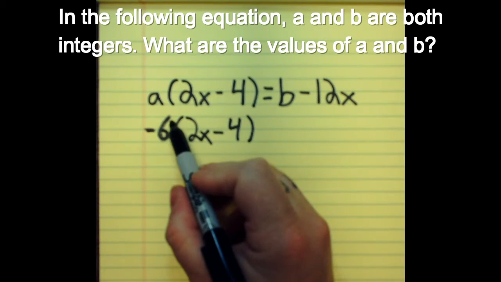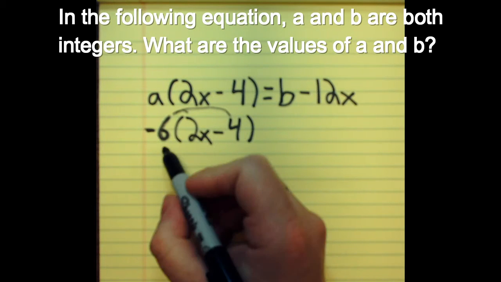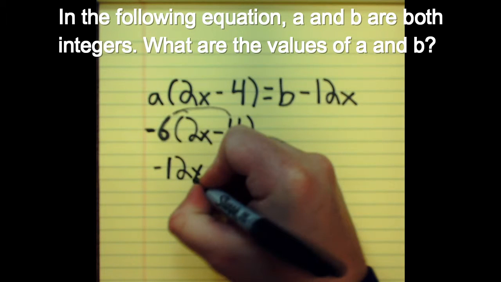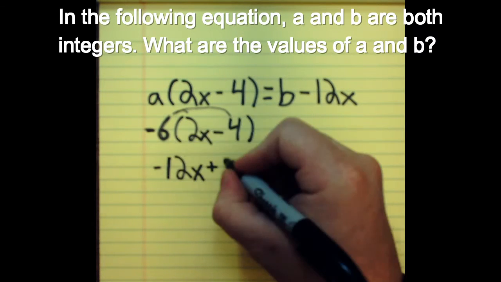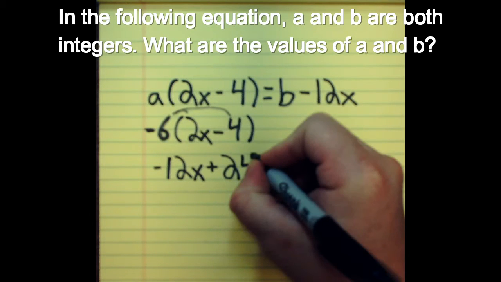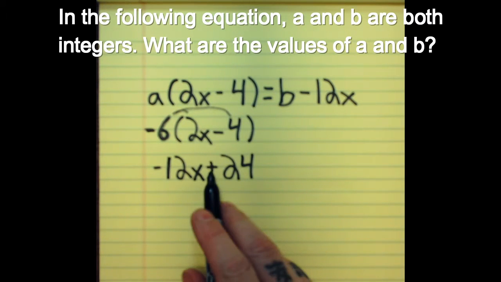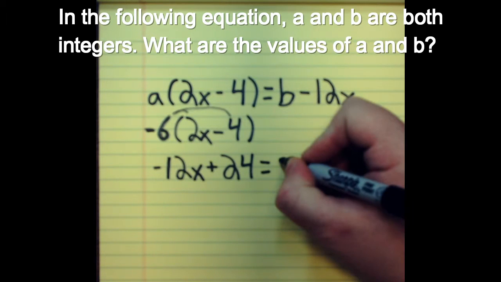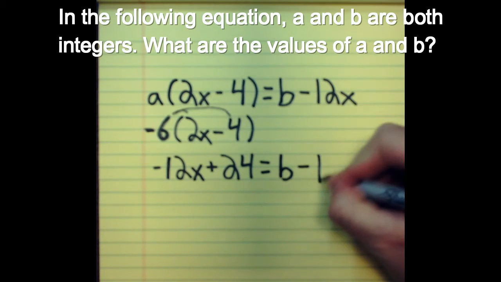So if I distribute this negative 6 here and here, that's going to give me negative 12x on this side, and then negative times a negative will give me a positive. 6 times 4 is 24. So now I have negative 12x plus 24, and then everything else needs to come down. So the b will come down here, the negative 12x will come down here.